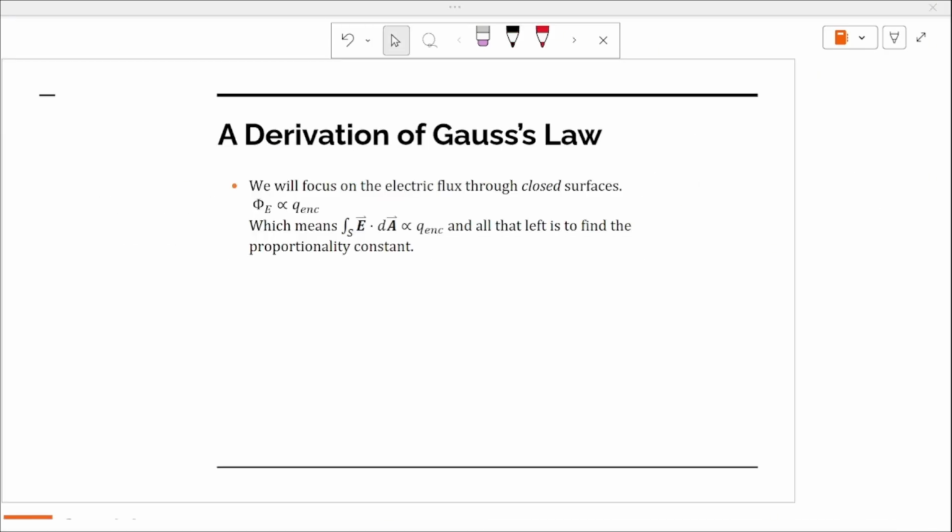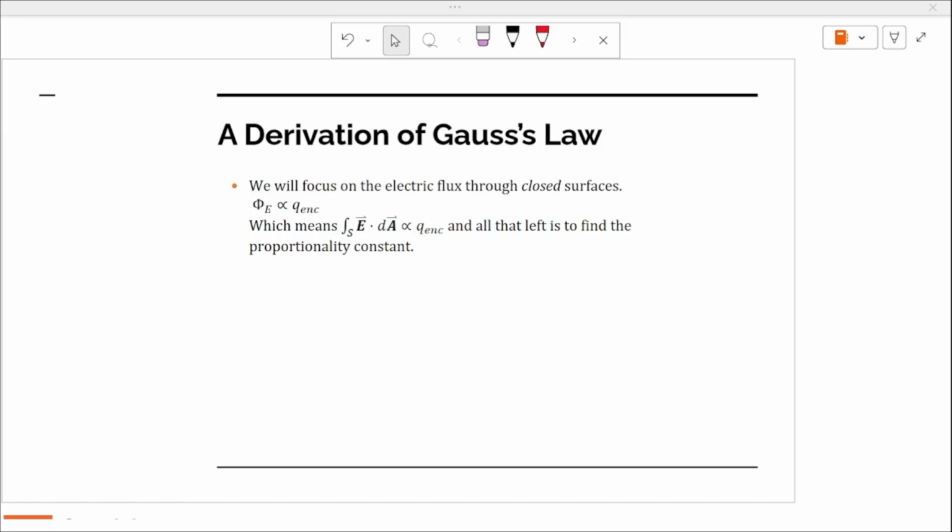A derivation for Gauss's law. We're going to develop a law for electric flux through closed surfaces. These surfaces are imaginary, meaning they exist in our model for mathematical and conceptual purposes. They are not physical entities that exist in the real world. These surfaces are called Gaussian surfaces, and they can be any 3D geometric shape in space.